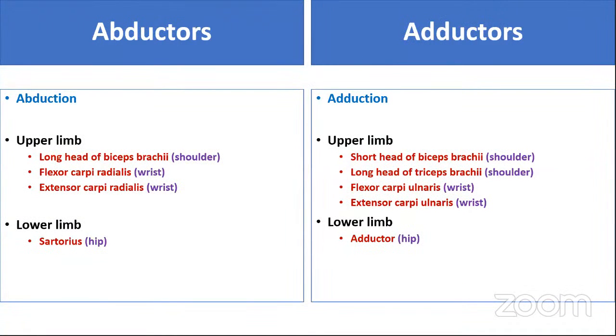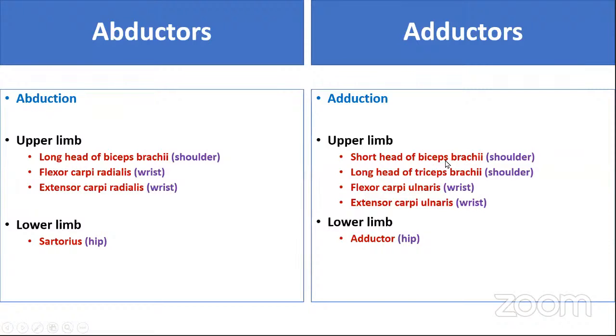Let's come to the next one, that is the abductors and the adductors. As the name suggests, abductors are the muscles which bring about abduction, whereas adductors are the muscles which bring about adduction. In the upper limb, one muscle which brings about abduction is the long head of biceps brachii. You can see here the biceps brachii, the long head. It brings about the abduction, whereas the short head of the biceps brachii brings about adduction.